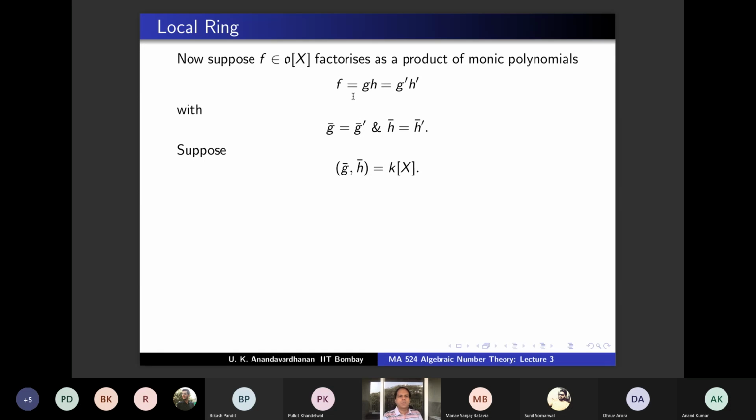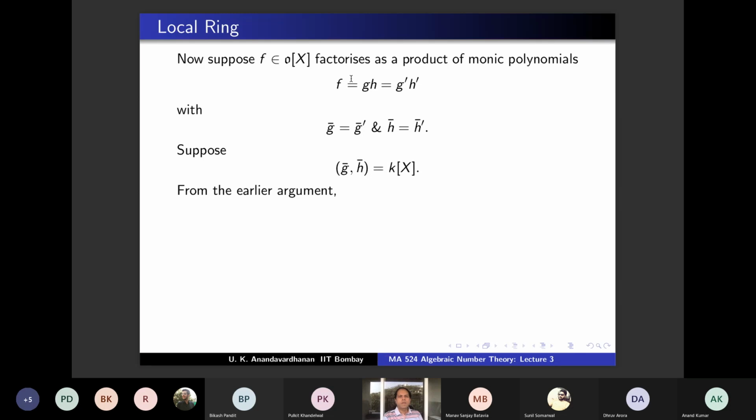Okay, so the statement is if you can write f equal to gh with g bar h bar coprime, and you can also write f as g prime h prime with g prime bar equal to g bar and h prime bar equal to h bar, so in particular, g prime bar and h prime bar are coprime, under that condition, there is equality. G is g prime and h is h prime.